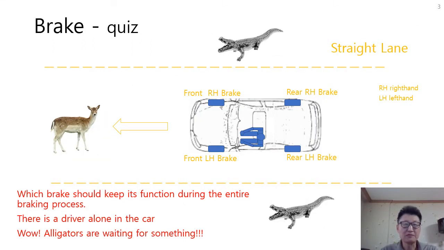Here we have a car on the road which has a straight lane, and there are large and deep swamps on both sides of the road. And also alligators are living in the swamp. Here we have alligators. Assuming that the driver found a deer all of a sudden and smashed down the brake pedal. Unfortunately, only one brake is allowed to be available among four. Which brake should keep its function during the entire braking process? There is a driver alone in the car.